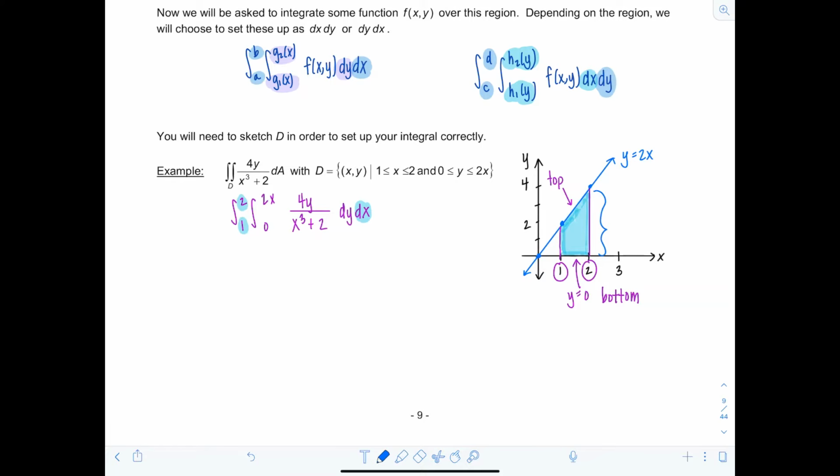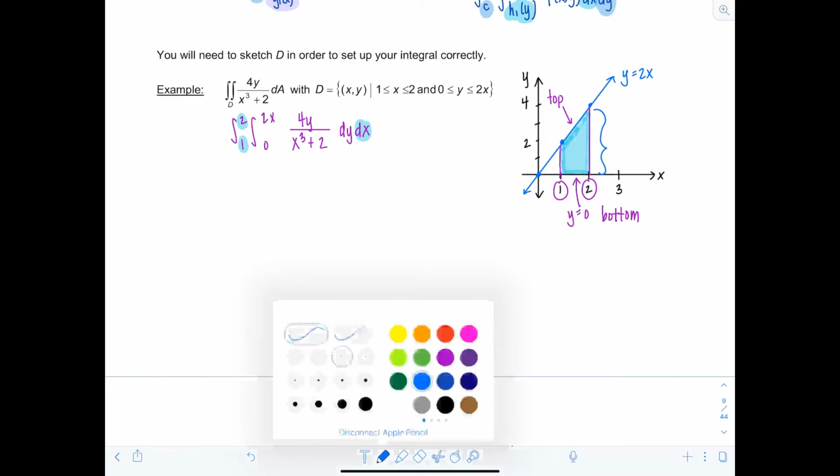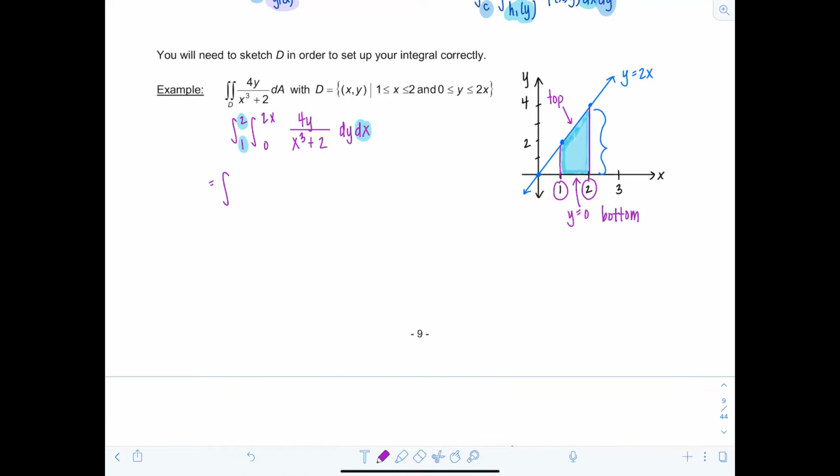All right, let's go ahead and anti-differentiate this guy. So I'm treating all my x's as constant. So you're just thinking of taking the antiderivative of 4y with respect to y. So it's going to become 4y squared divided by 2, which is 2y squared. So I'm going to leave this 1 to 2 out here. Now I have 2y squared over this x cubed plus 2. That's just a constant. And now I'm going to evaluate it from 0 to 2x, and then I still have that dx.